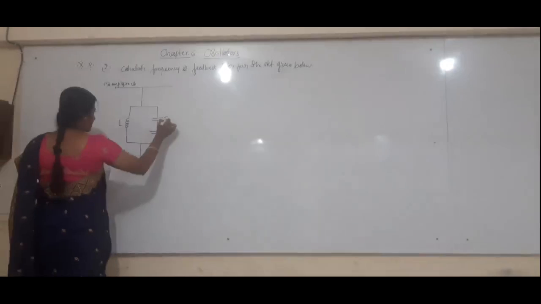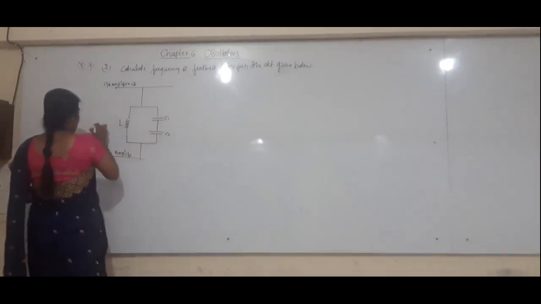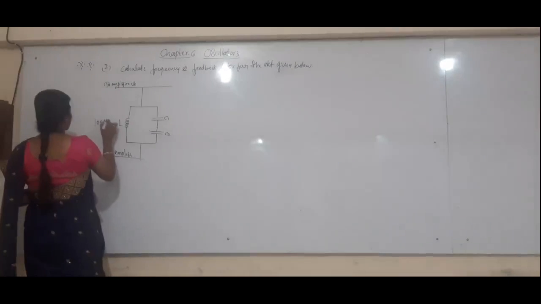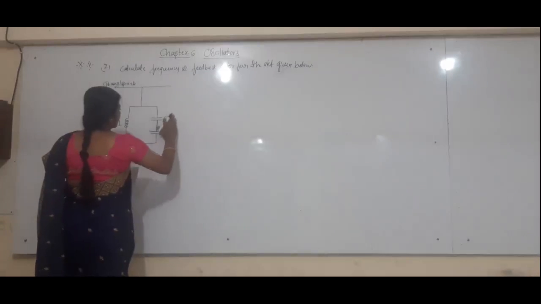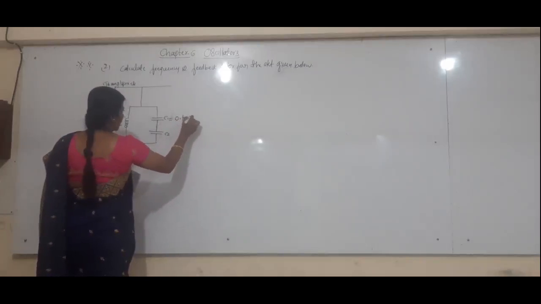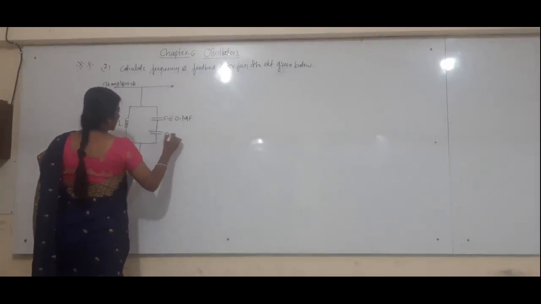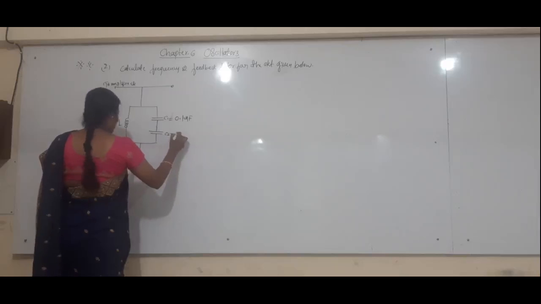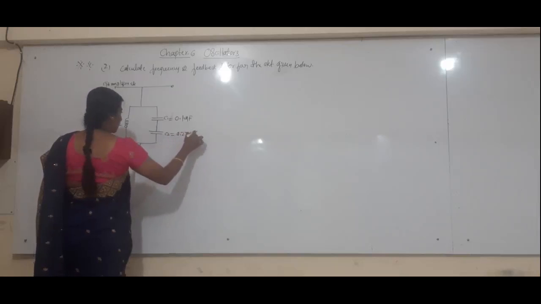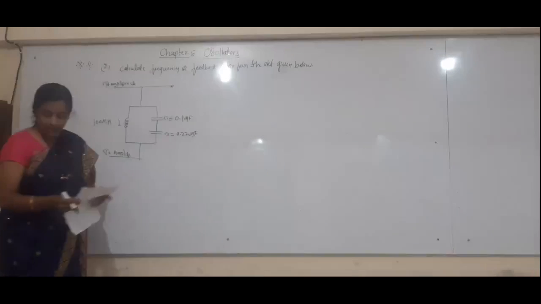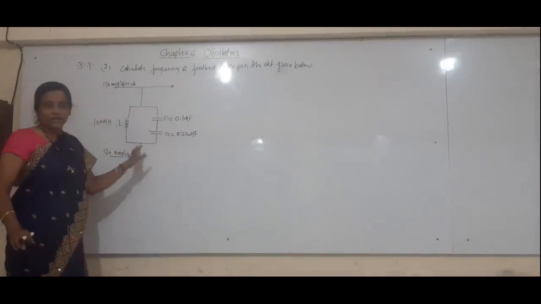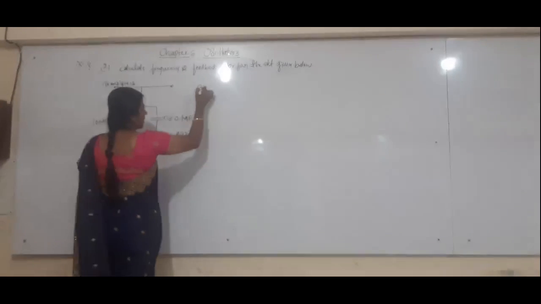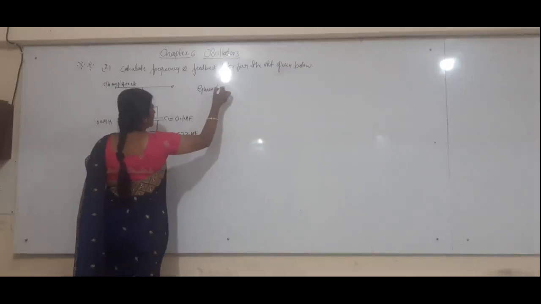Inductance, capacitors C1, C2. So this inductance is how much? 100 microhenry, and the capacitor is given as 0.01 microfarad, as well as here the capacitance value is given as 0.22 microfarad. So for this particular problem, we have to determine the frequency and feedback factor. First, write the given data.